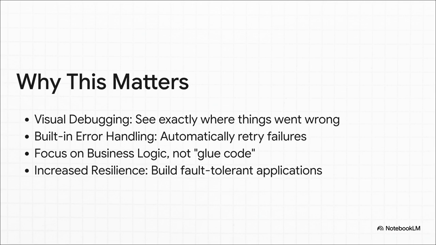First, visual debugging. When an execution fails, you can literally look at a graph of your workflow and see the exact step that failed, highlighted in red. It is so intuitive. Second, error handling is just built right in. You can configure automatic retries or define custom fallback logic without writing a ton of complex try-catch blocks. And what this does is it lets you focus on your business logic, not the plumbing. And ultimately, that helps you build applications that are way more resilient and fault-tolerant.